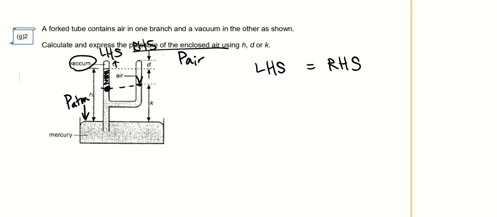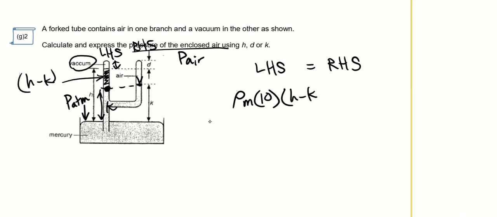Okay, from here to here is D. Then from here to here is actually K, right? Therefore, this height of mercury is actually H minus K. Okay, so I will have maybe the density of mercury, rho, G is 10, and the height is H minus K.